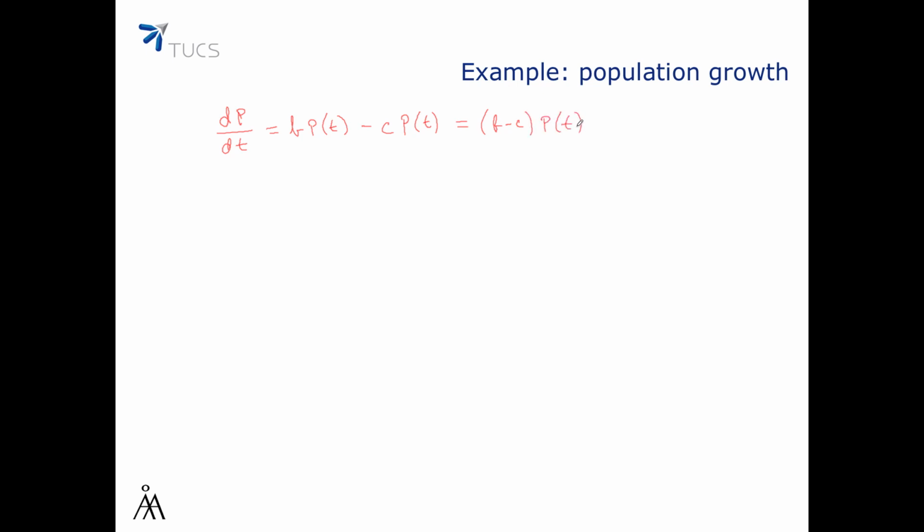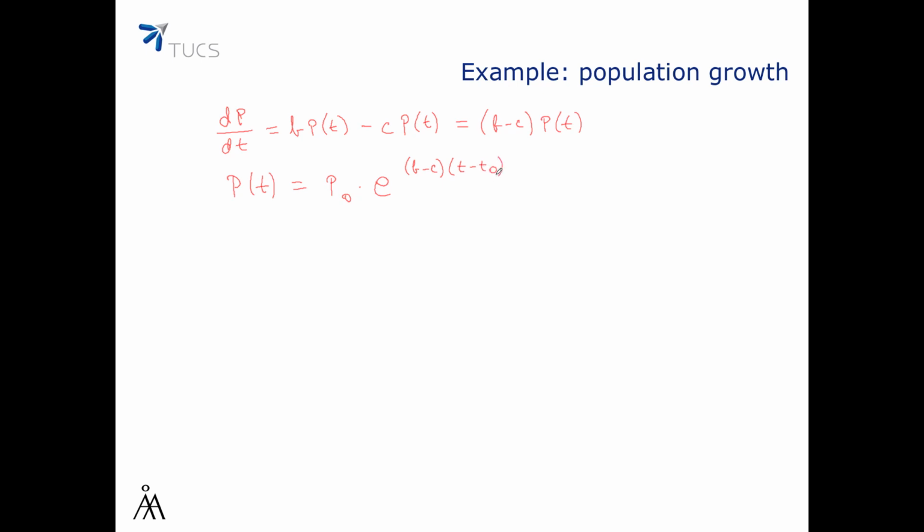We can even calculate the solution of this equation. I won't go into how this solution is calculated, and in fact in most realistic cases we will not be able to find a solution to this type of model. But this model is so simple that it does have a solution, and it looks like this: P(t) equals P0 times e to the power (b minus c) times (t minus t0).